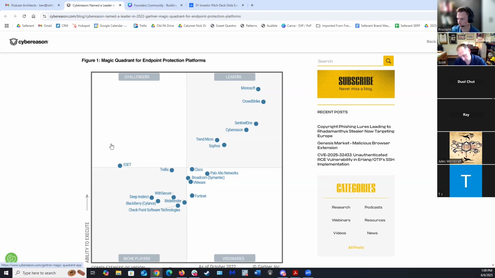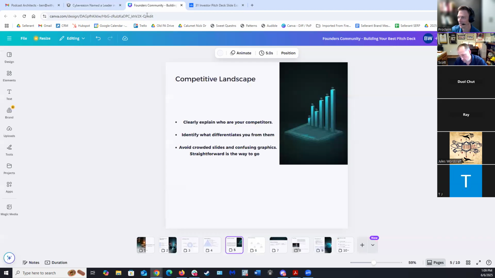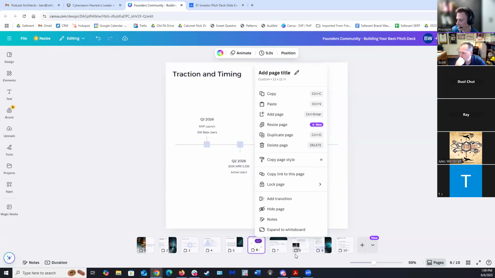This is a great, great visual. I'm so jealous that I'm not the one who thought of this. I like when people have good ideas. So yeah, competitive landscape, and then traction and timing.